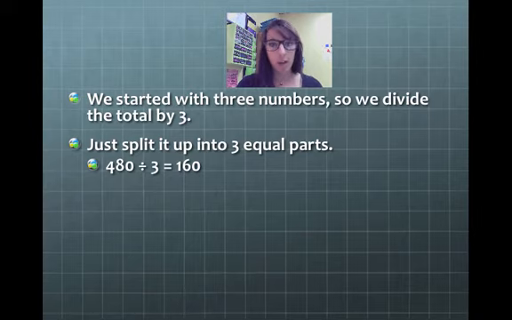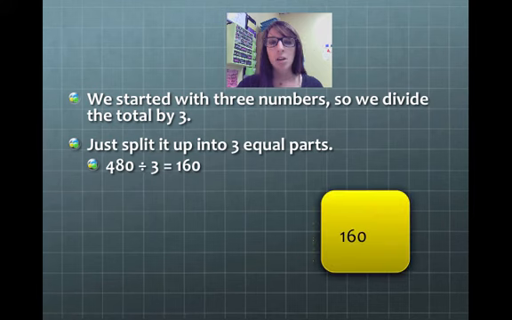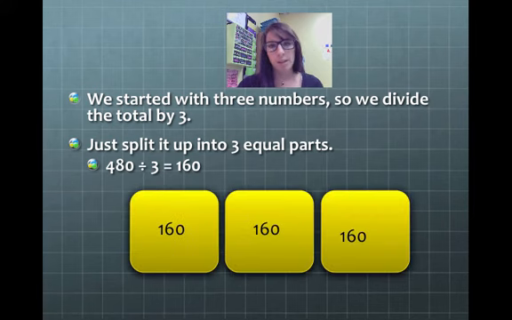So in our elevator example, we started with 3 numbers, 1 for each person. We started with 3 people. So we divide our total by 3. So we have 480. When you divide something, all you're doing is splitting up that number into that many equal parts. So when you split up 480 into 3 equal parts, you get 3 160s. So 480 divided by 3 is 160.